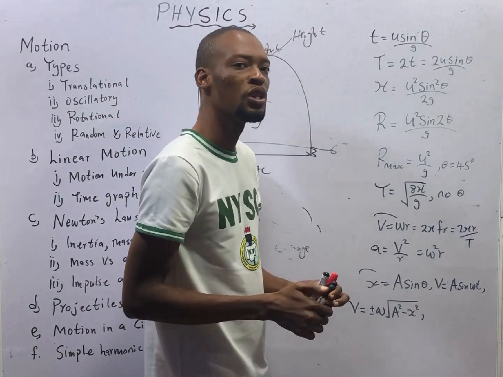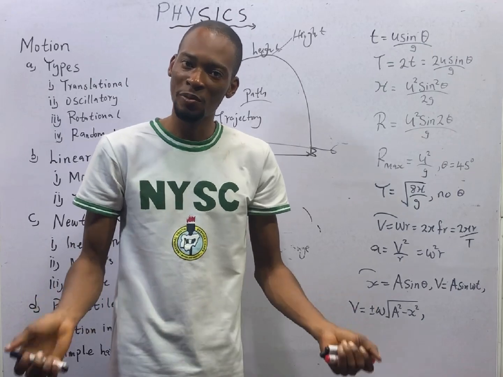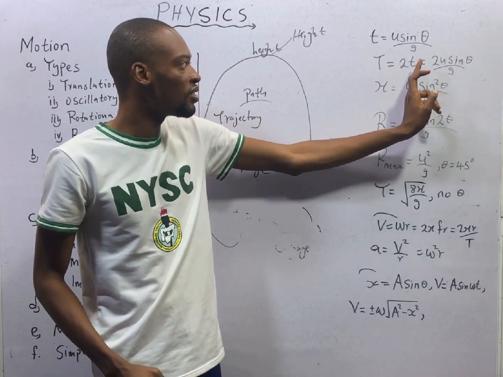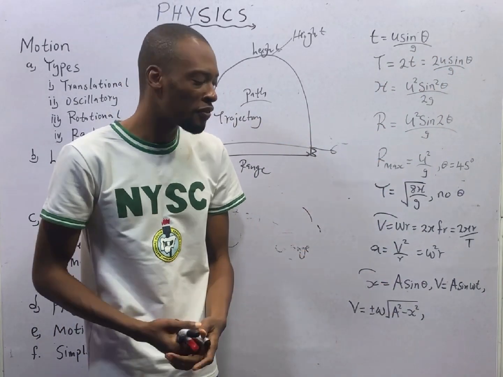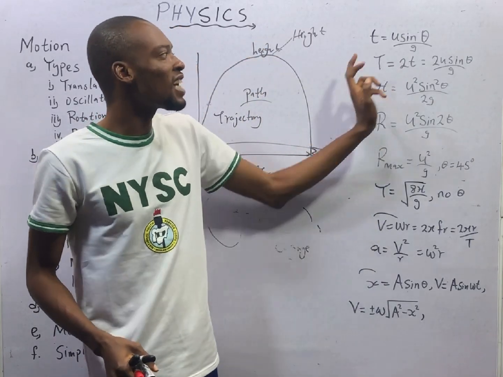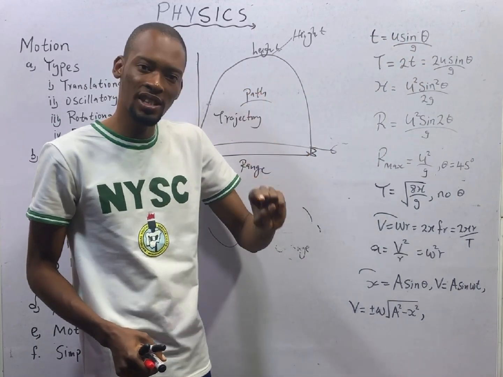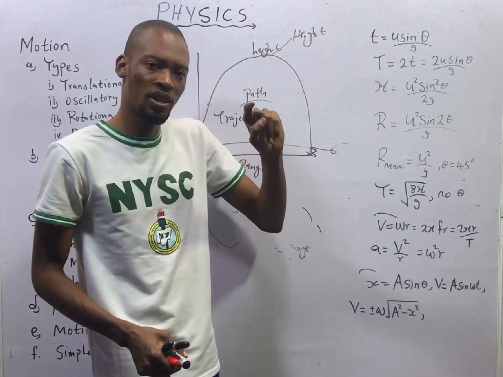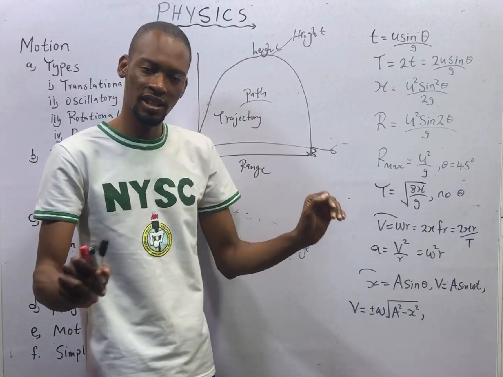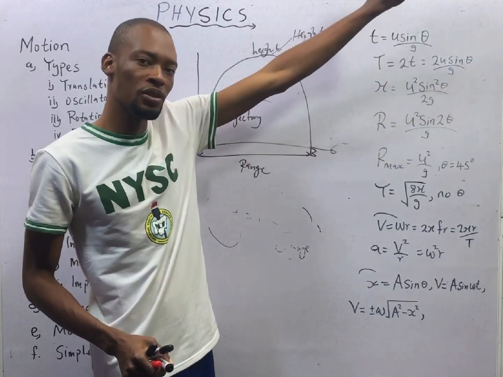In projectile motion, you'll be required to calculate the time taken to get to the maximum height. The time it takes to get to maximum height is u sin theta over g. And what is time of flight? Time of flight is the time it takes to go up and the time it takes to come down. The time it takes to go up is equal to the time it takes to come down, neglecting air resistance, and take note that the only force acting on a projectile is the force of gravity. Air resistance is neglected.